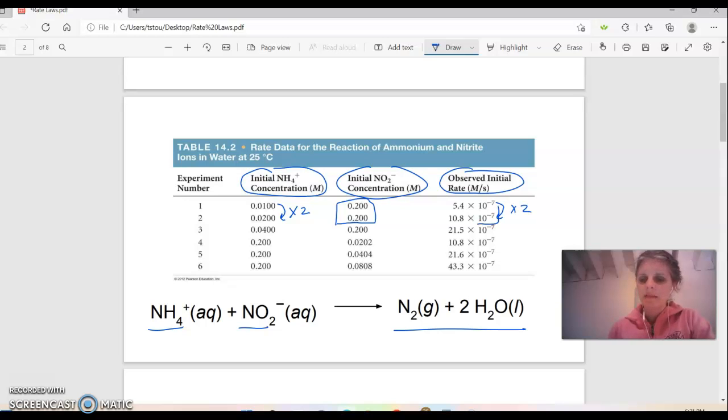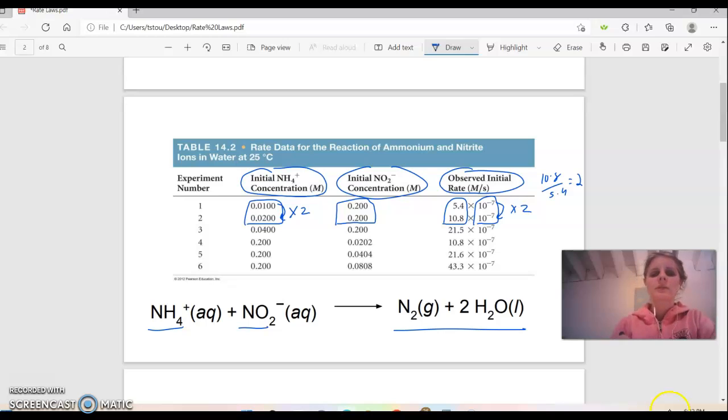Now I know we got this 10 to the 7th here, but since they're the same number, I don't even look at it myself. What I'm thinking in my head is, what is 10.8 divided by 5.4? You can bust out your calculator or not, but that's going to get you 2. So that means the rate is going twice as fast when the concentration is doubled. That kind of makes sense, right? Put twice the amount of stuff in there, you get twice the rate.